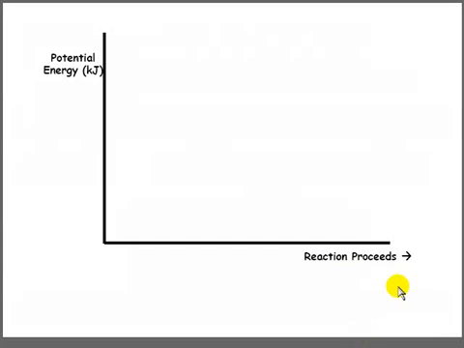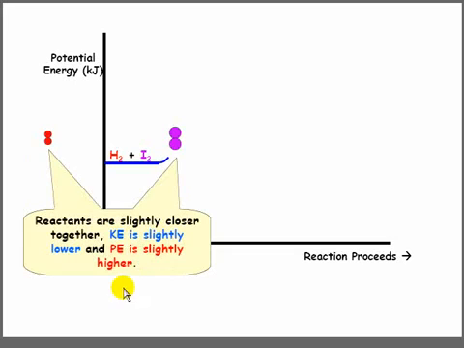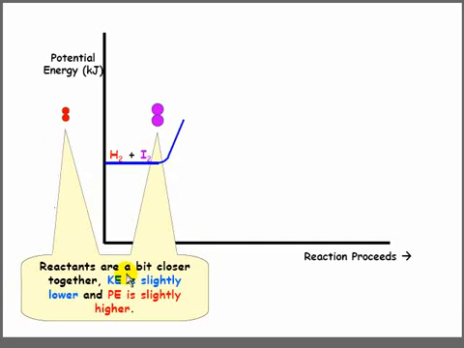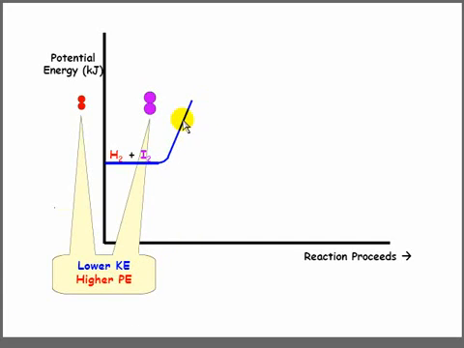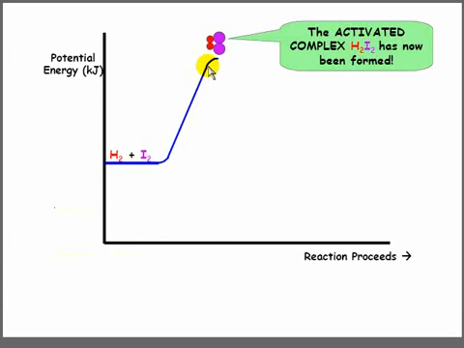There's the two axes. We start with the reactant molecules H2 and I2. They're quite far apart, they're moving quite fast at this point, so their kinetic energy is high and their potential energy is low. Now they're slightly closer together. Their kinetic is slightly lower and the potential is slightly higher. As they move closer together, their potential goes up and their kinetic goes down. You can see the potential going up by this blue line on the graph. As you get closer and closer together, potential keeps going up.